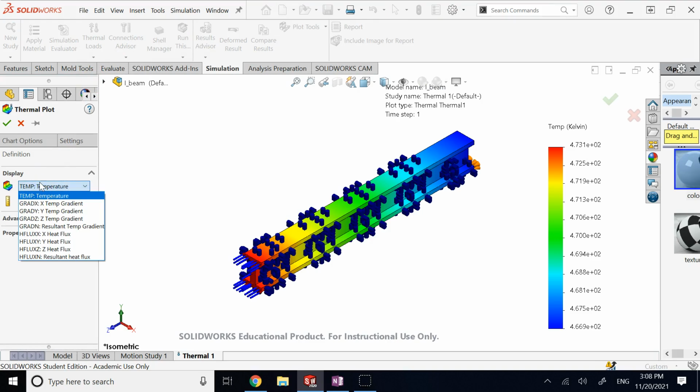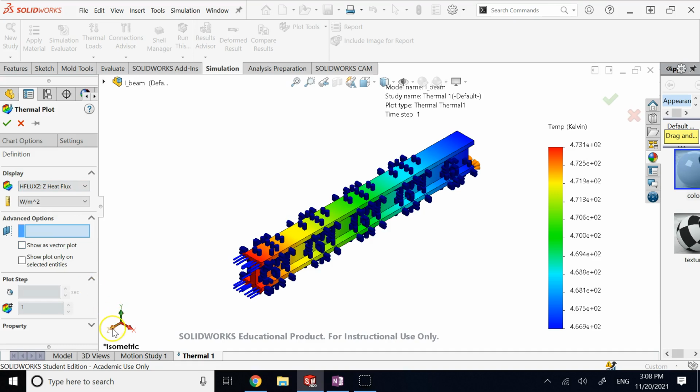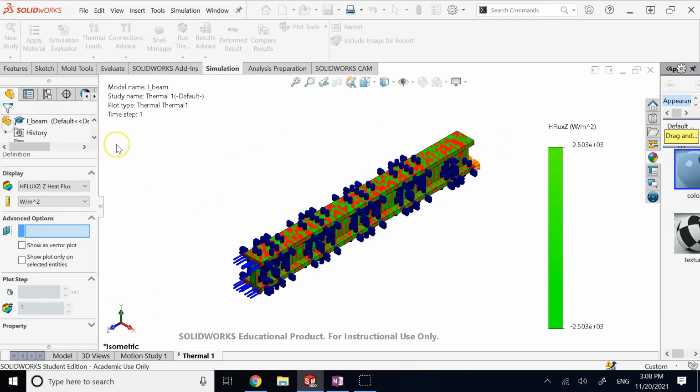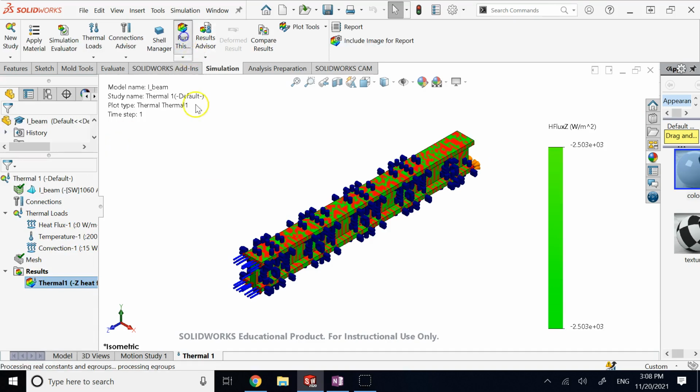So you see it is based on just pure temperature. Now, instead of temperature, could you make it heat flux? Sure, you can. Could you make it temperature gradient? Sure, you can. So let's say I want to have a heat flux in the Z direction, which is along the beam, instead of that. And I do it, and now you have to run the study again, right?